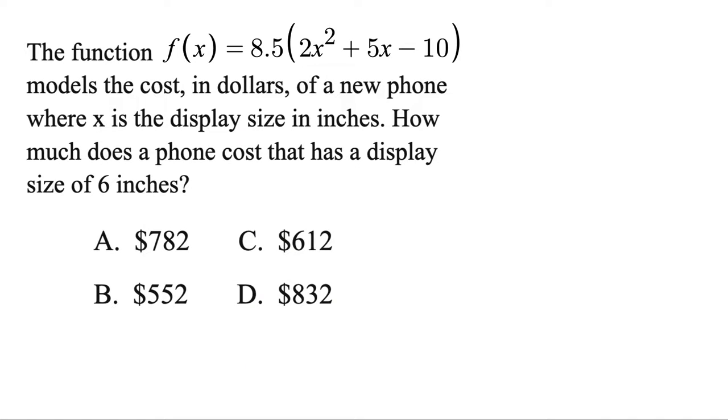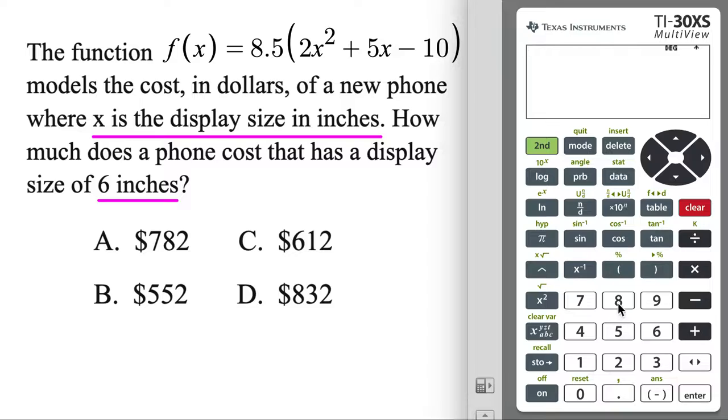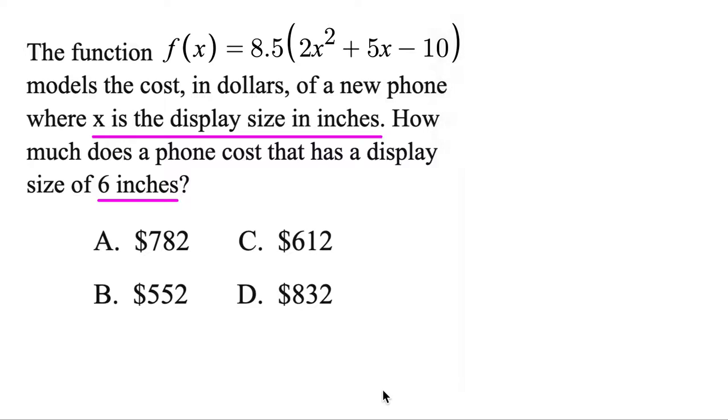And one last one. Whenever you have a function, they're just going to change the x values to numbers. Now they tell us that x is the display size in inches, and we're going to change it to 6 inches. In other words, we're going to change that x and that x to 6. Let's do it. So we'll clear, we'll do 8.5, parentheses, 2 times 6, that one squared, then plus 5 times 6, minus 10, close parenthesis, and 782. That is the cost for that phone.